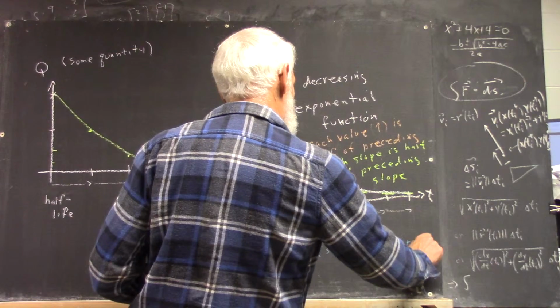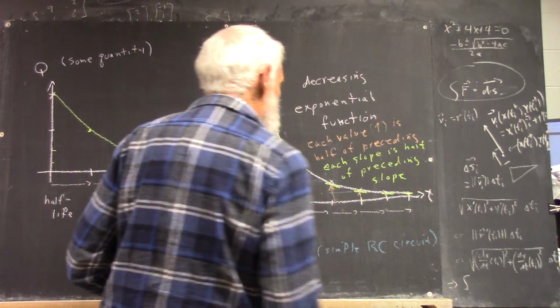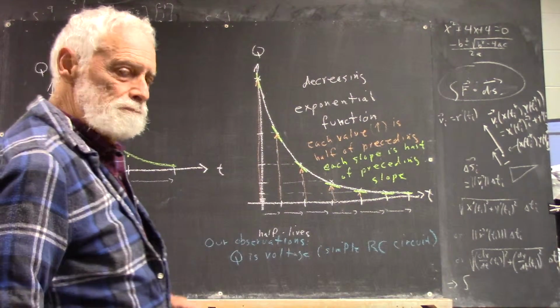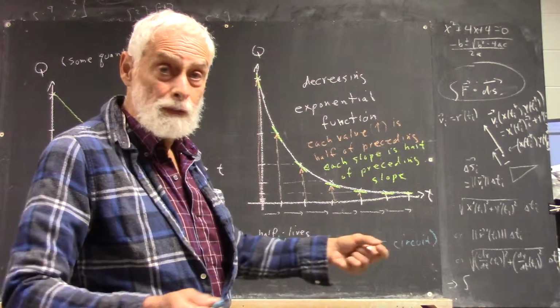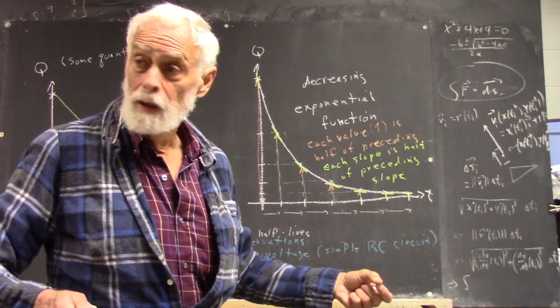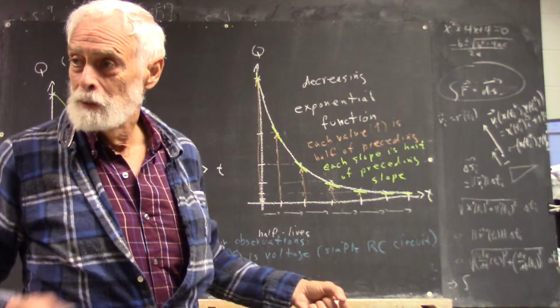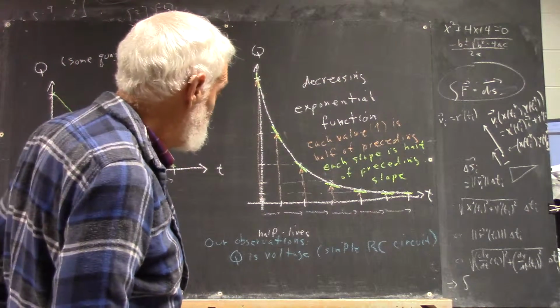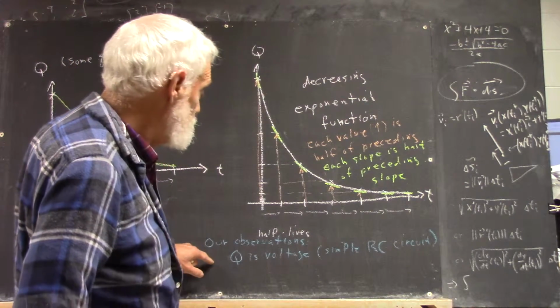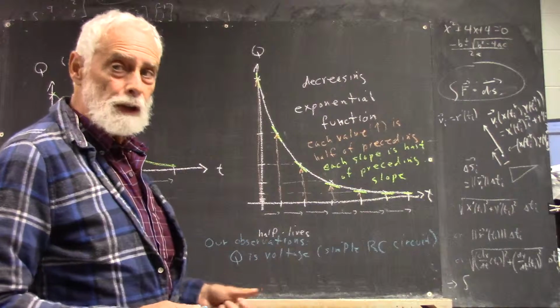It was a simple RC circuit. It consisted of a high capacity capacitor and a length of nichrome, just plain old common nichrome. It's a heating wire. It's what you use for coils for an electric heater. Okay? But Q is voltage. Now we're not going to study the physics of that.